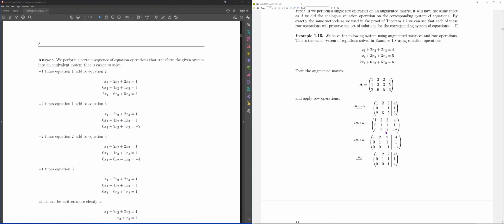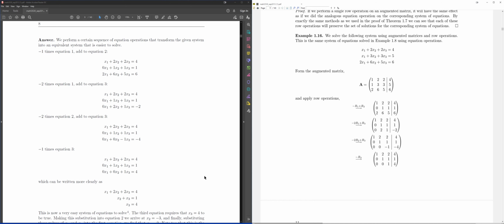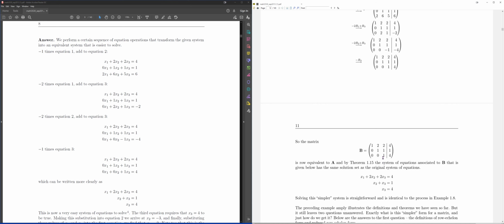So I got a 0 here, I got a -1 here, and I got a -4. So I get this, which corresponds to this. If you compare the coefficients over here, it's the same as the corresponding coefficients for these matrices over here. Okay, and then finally I get to this.